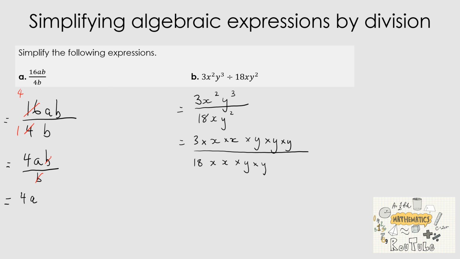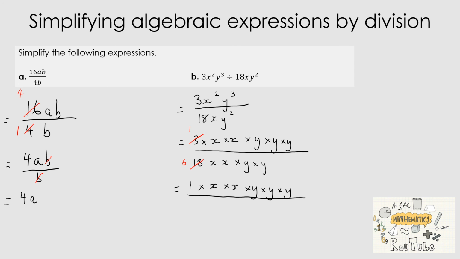Okay, so now let's do what we did before and simplify by finding the highest common factor. So highest common factor between 3 and 18. Hopefully you can see that that should be 3. So 3 goes into 3 once, 3 goes into 18 6 times. Okay, so let's rewrite what we have. We've now got 1 times x times x times y times y times y.